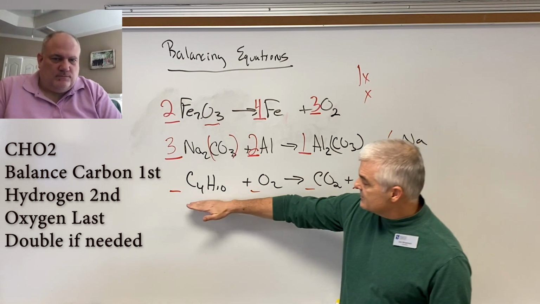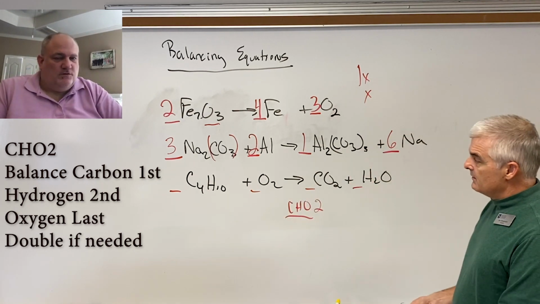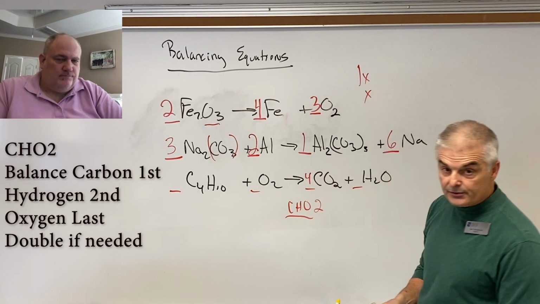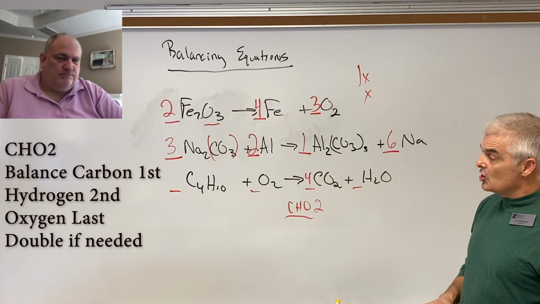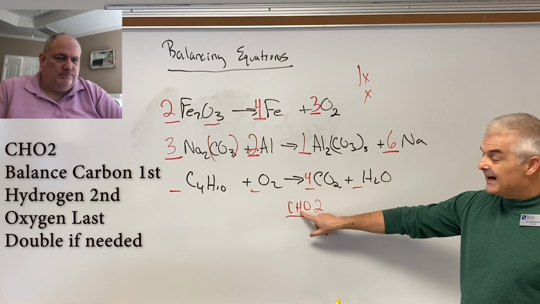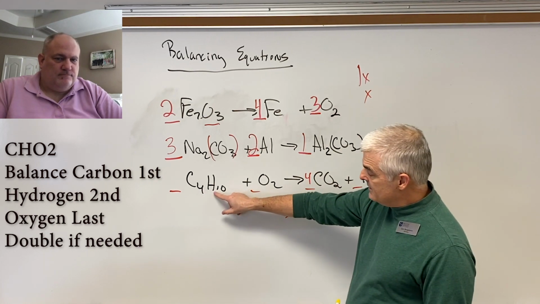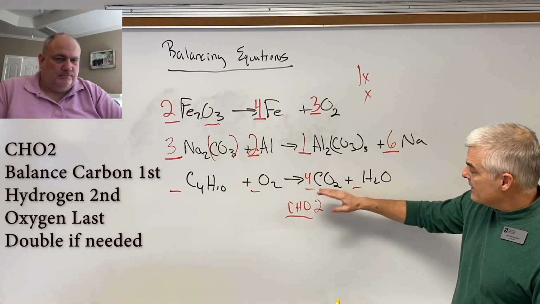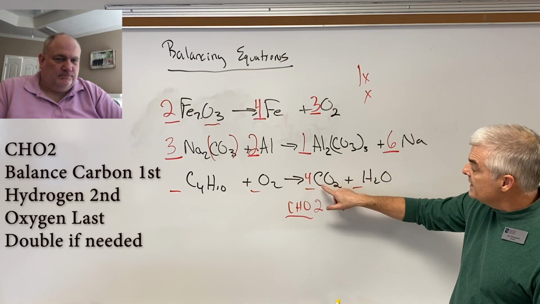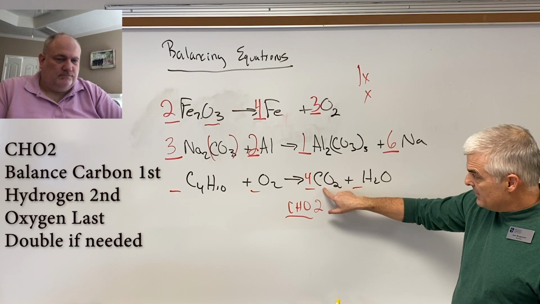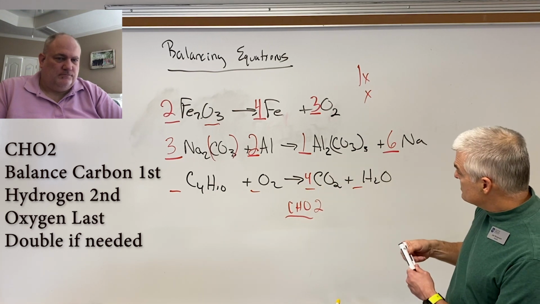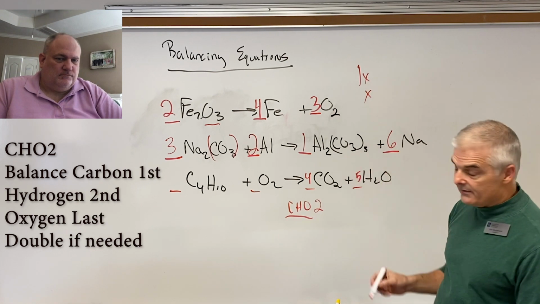So let's do the carbons first. How many carbons on the left side of C4H10? 4. So I'm going to fix that by putting a 4 next to the CO2. Now it's CHO-2, so what do I do next? Hydrogens. How many hydrogens on this side? You got 10. So to fix that, by the way, I put the 4 here in front of the CO2 because there's only C's in the carbon dioxide. In the hydrogen, the only place to find hydrogen is in the water. So to make that 10, I put a 5 here.